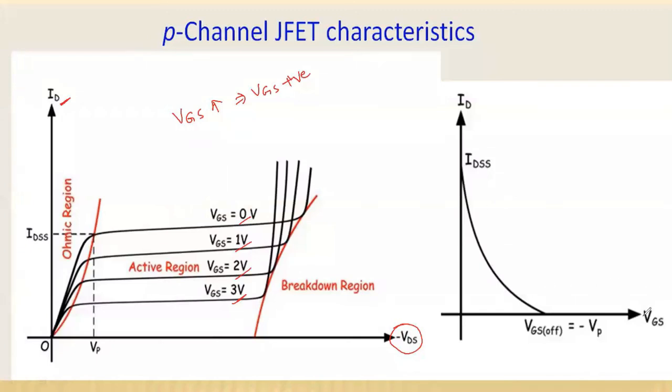And if you look at the transfer characteristics also, there VGS was negative, now here VGS is positive. So simply you can flip it, or else it is like a mirror image of the characteristics of the N-channel JFET.